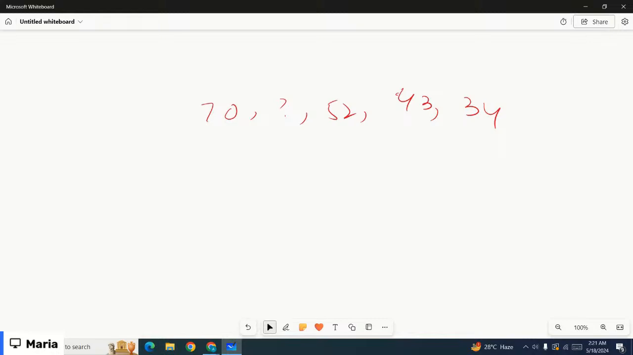Let's just find the pattern, how the sequence is going, right? 43 minus 52 is negative 9. That means if you subtract 9 from 52, you make 43. If you subtract 9 from 43, you will make 34. And the same way, 34 minus 43 is also negative 9.